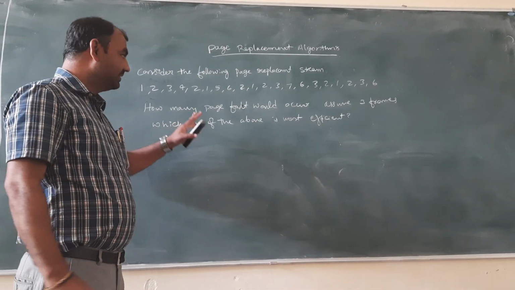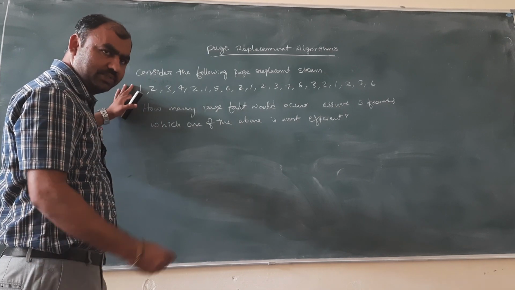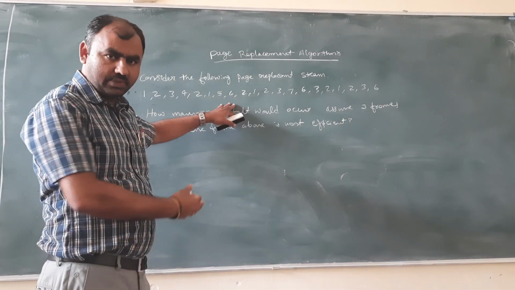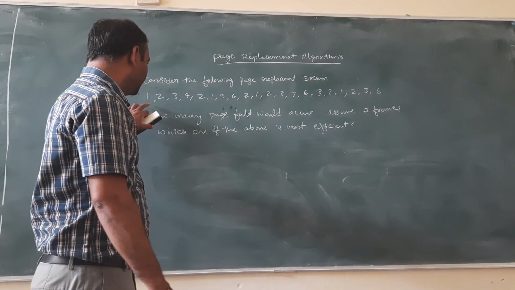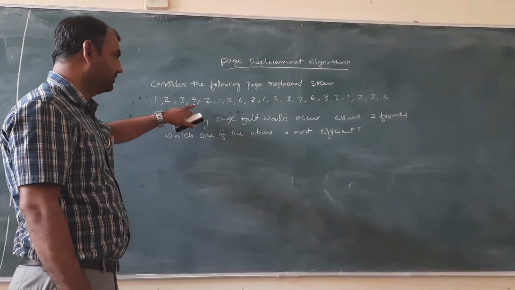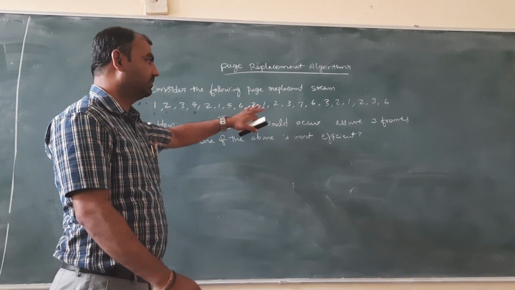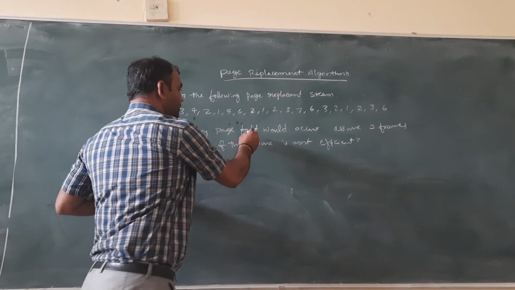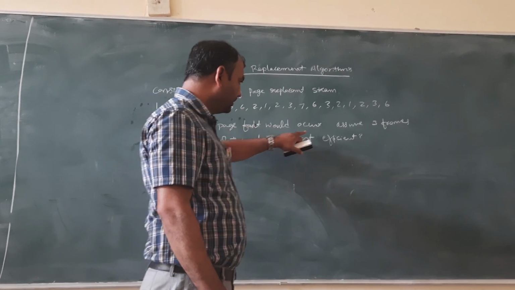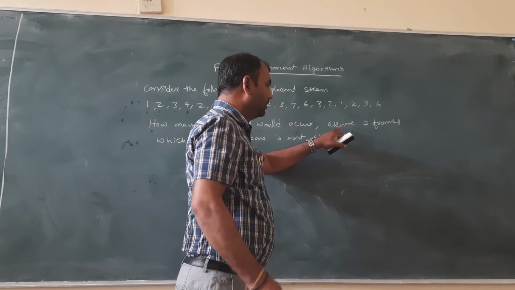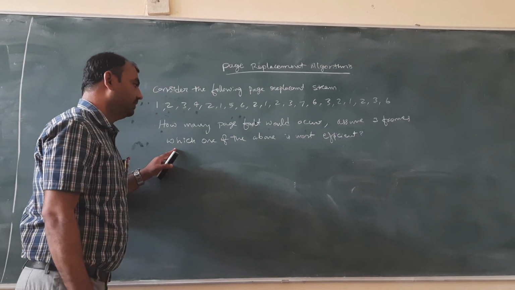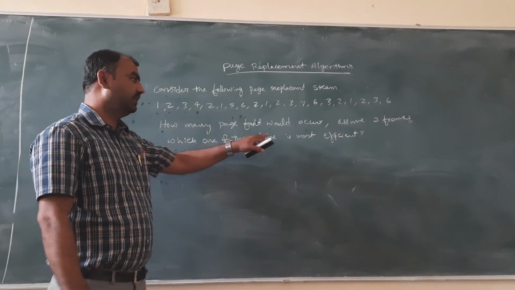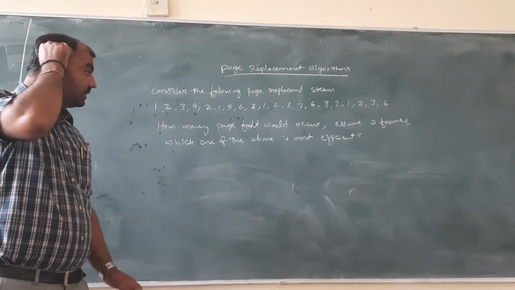About this question, just try to understand it and then how to solve it. Consider the following page reference stream. This is the stream I just explained. The CPU requests this reference, then this reference, and so on. Ultimately, how many page faults would occur? Assume 3 frames. Then it asks which one of the above is most efficient. So these are the 3 questions.